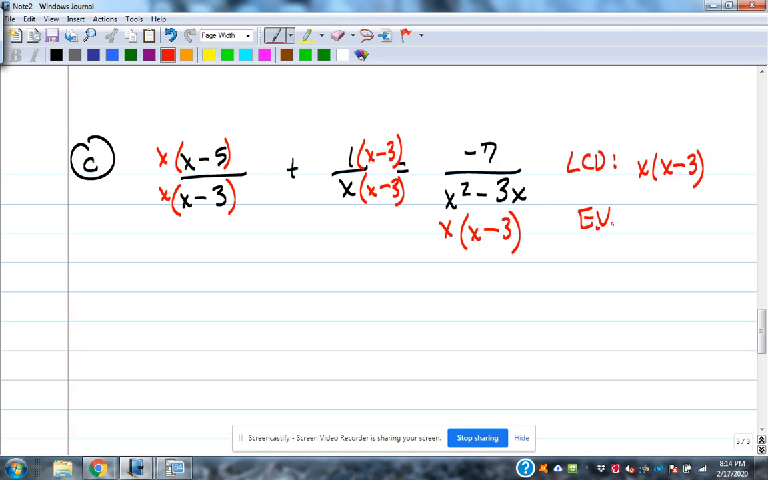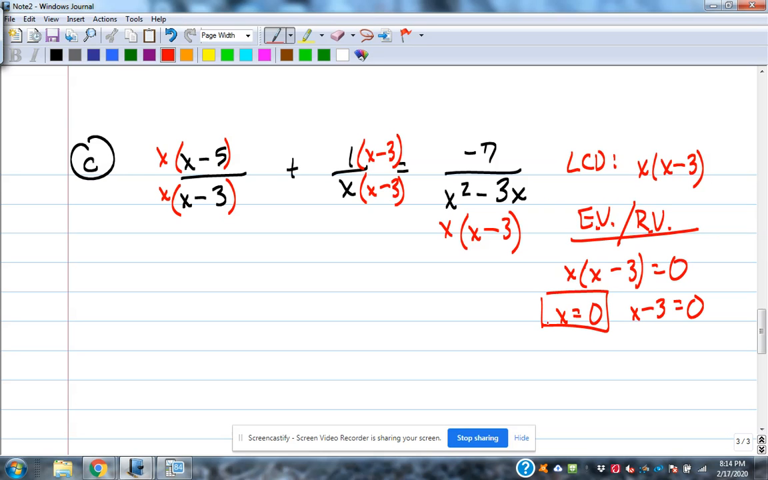Let's get our excluded value, restricted value, same thing. How do we get that? Yeah, get the LCD equal to 0. So x parentheses x minus 3 equals 0. It's already in factored form, so that means you set each factor equal to 0. This one's done. This one's almost done. So those are the things that x cannot be. If we get 0 as an answer, we throw it away. If we get 3 as an answer, we throw it away. Okay.